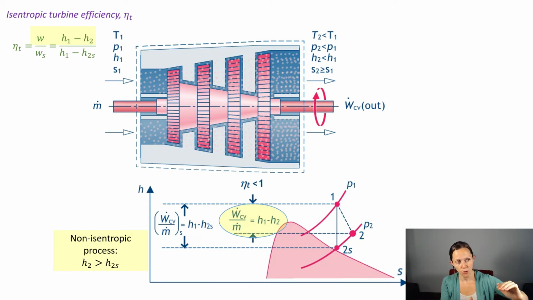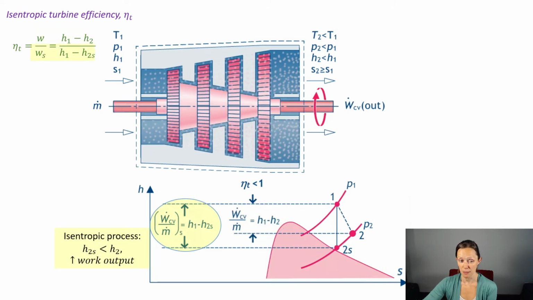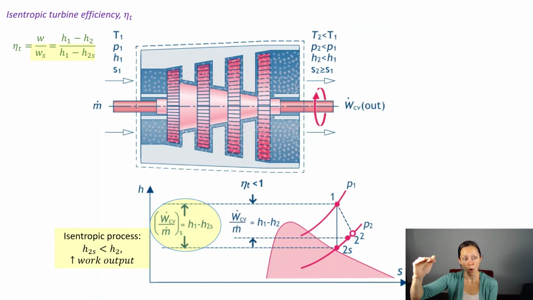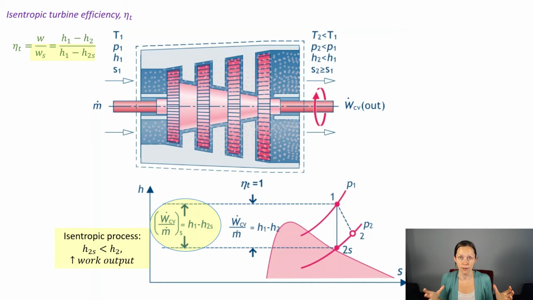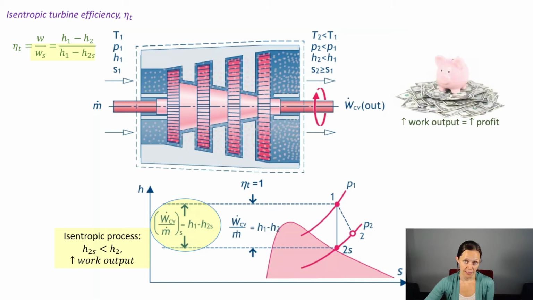But if we're looking at the work for the actual process, you're looking at the difference between H1 and H2. So you're out there in the superheated region and you expand, your enthalpy goes down. And for the actual process, it goes down just to state 2. But if I expanded it isentropically, then it would go all the way down to H2S. So I would harness even more energy out of that system as it goes from P1 to P2. So the work for the isentropic process is bigger. And that's a good thing because bigger work output makes bigger profit, right?